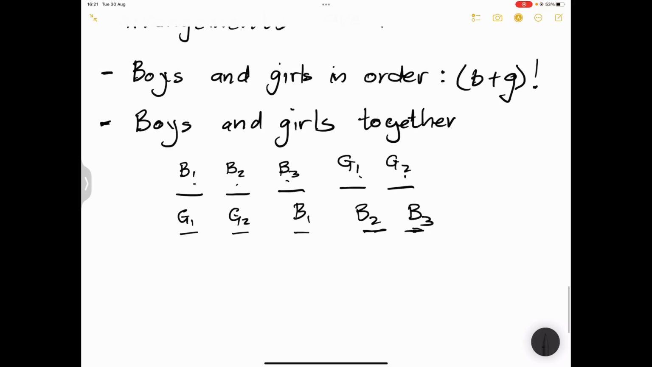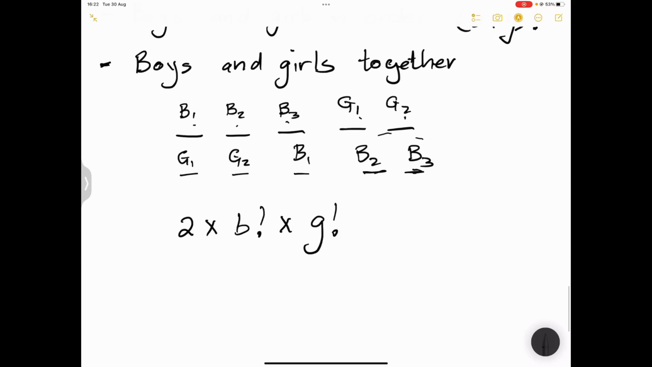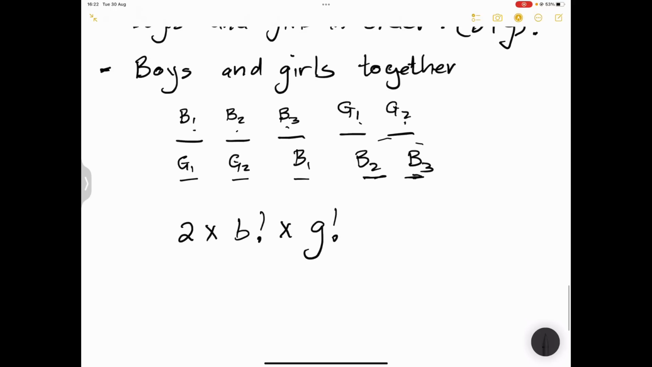So if I want them to be together, please notice that I am simply going to take 2, because there are 2 possibilities: either you start with the girls or you start with the boys. But it simply means that you are taking the boys factorial multiplied by the number of girls factorial. I hope that makes sense. Because there are 2 possibilities and we are taking the boys and the girls separately, now let's take another example.